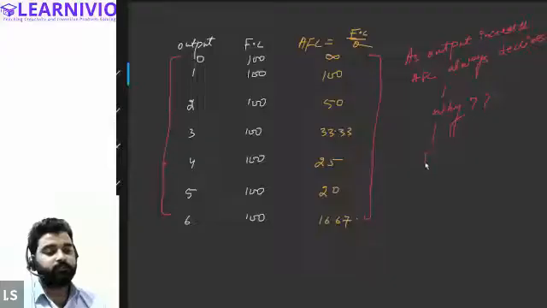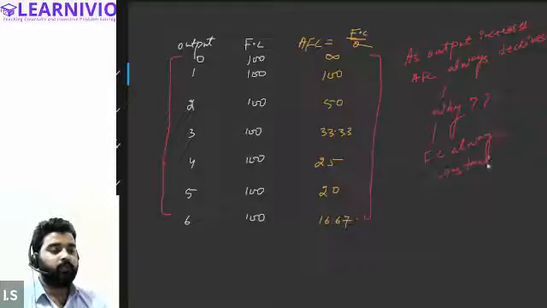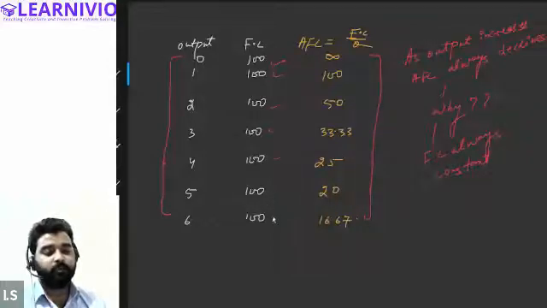Okay, it is very simple, guys. Average fixed cost continuously declines because fixed cost always remains constant. Fixed cost is always constant. See, fixed cost is 100 every time. 100, 100, 100, 100, 100. Every time it is 100, it is constant.